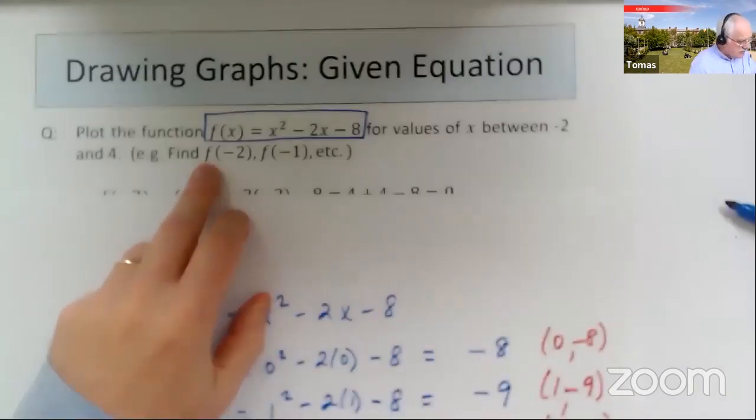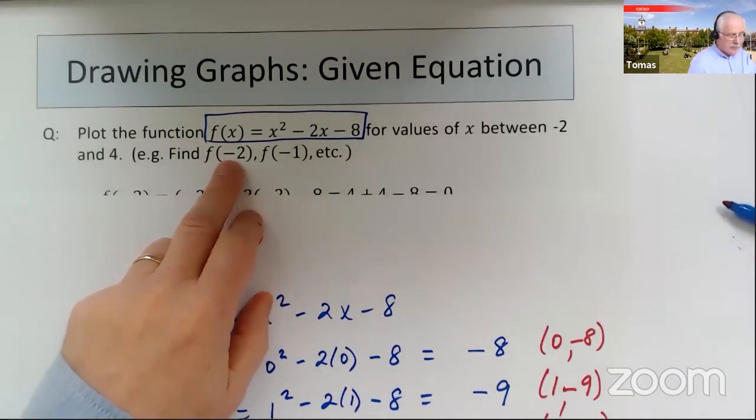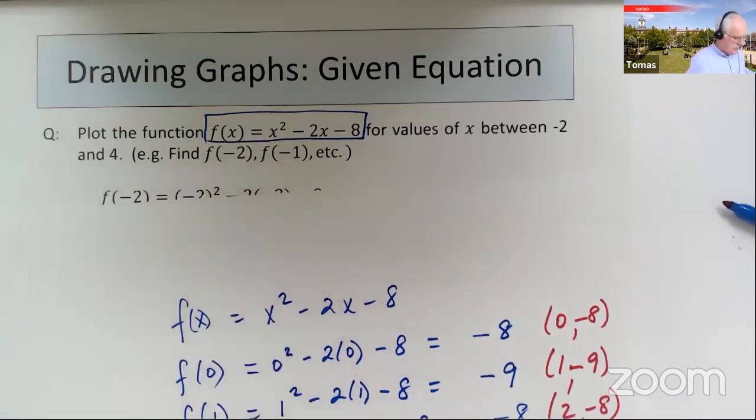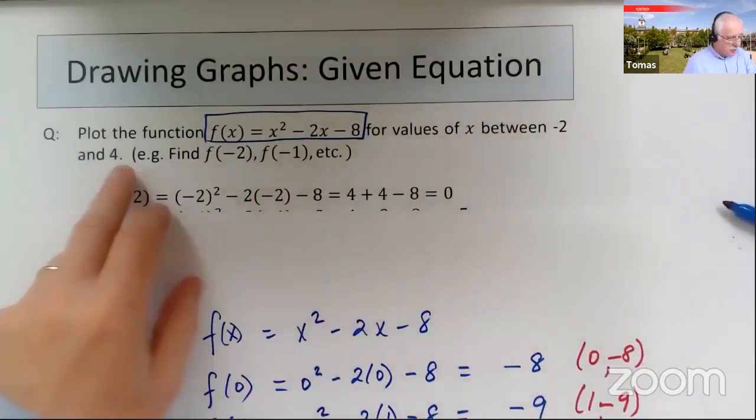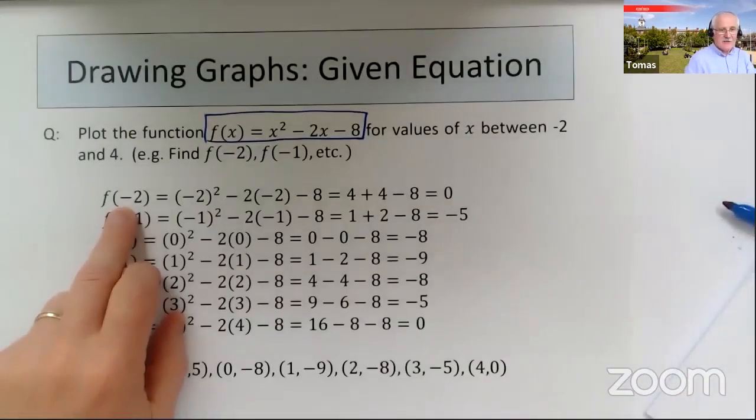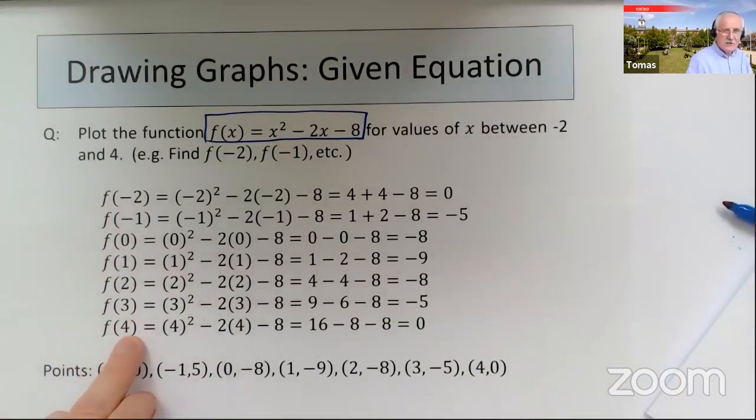Usually it'll tell you, do it for all the values between minus 2 and 4. So start at minus 2, minus 1, all the way up to 4. So they wanted you to start when x was minus 2, all the way to 4.